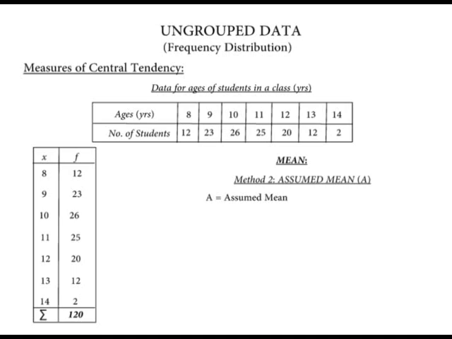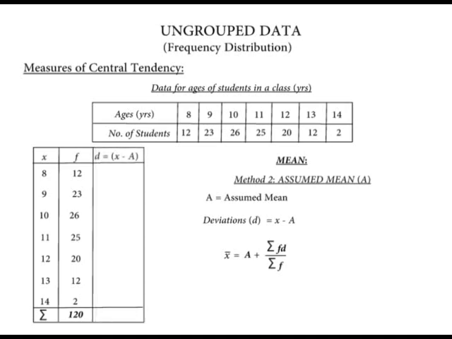After we choose the assumed mean, we find by how much each observation differs from the assumed mean. This difference is called the deviation D. D is equal to x minus A. And then, mean is given by A, the assumed mean, plus summation of FD over summation of frequency. From the formula, it means we need a column for D deviations and then another one for FD. Let's have an assumed mean of 10. We now calculate D.